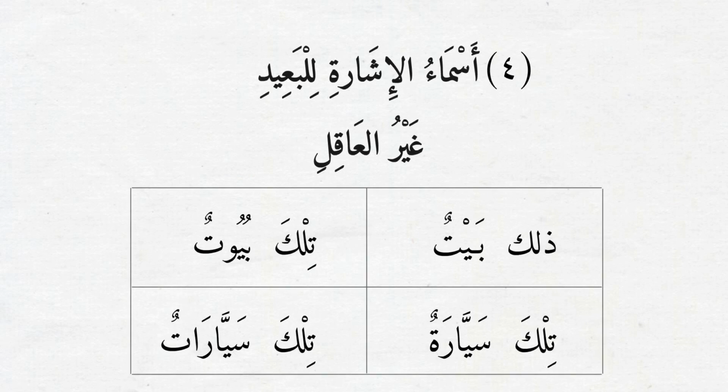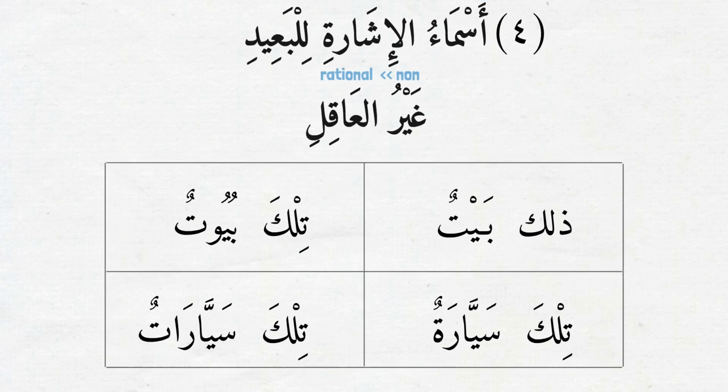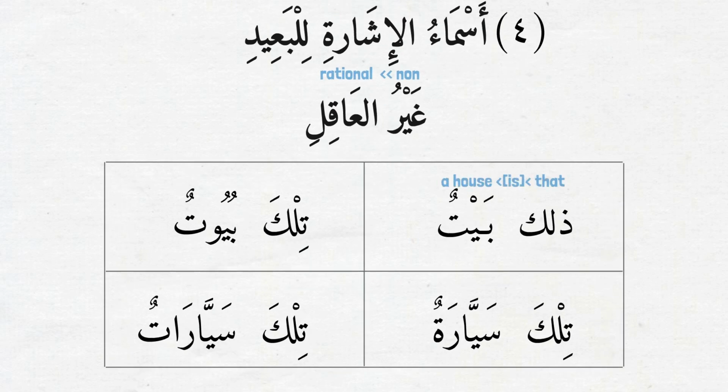And finally, table 4 demonstrates the usage of أسماء الإشارة للبعيد for the same irrational nouns. ذلك بيت, that is a house. تلك سيارة, that is a car. And the اسم الإشارة تلك comes with their plurals, as in تلك بيوت, those are houses. تلك سيارات, those are cars.